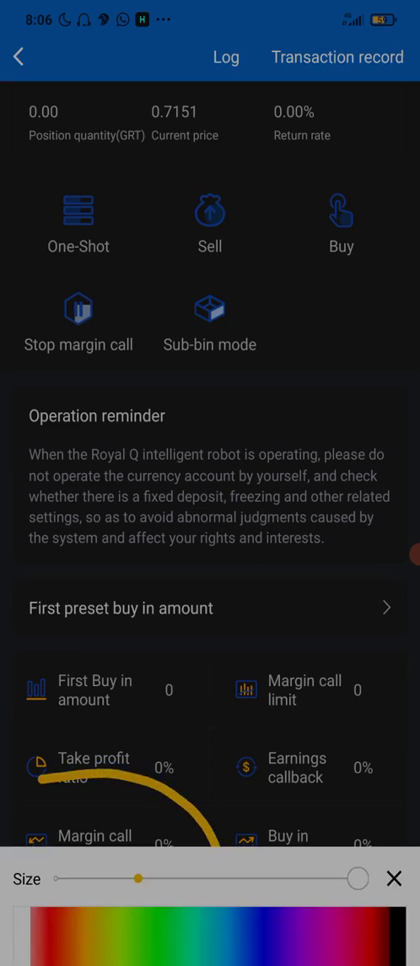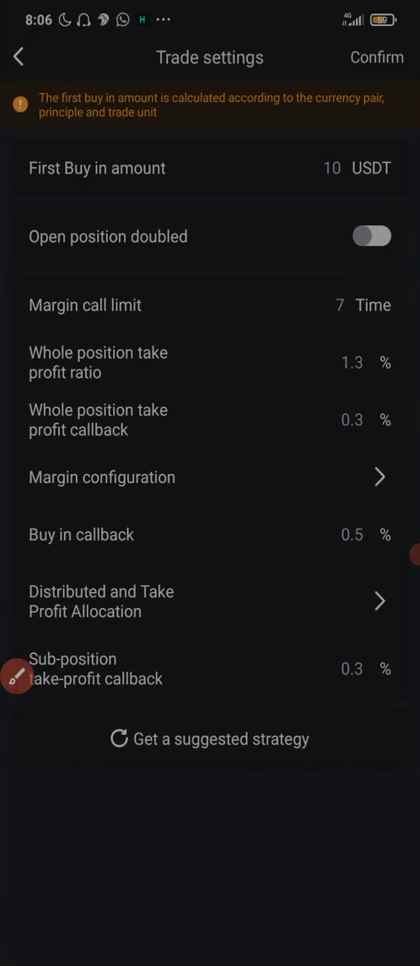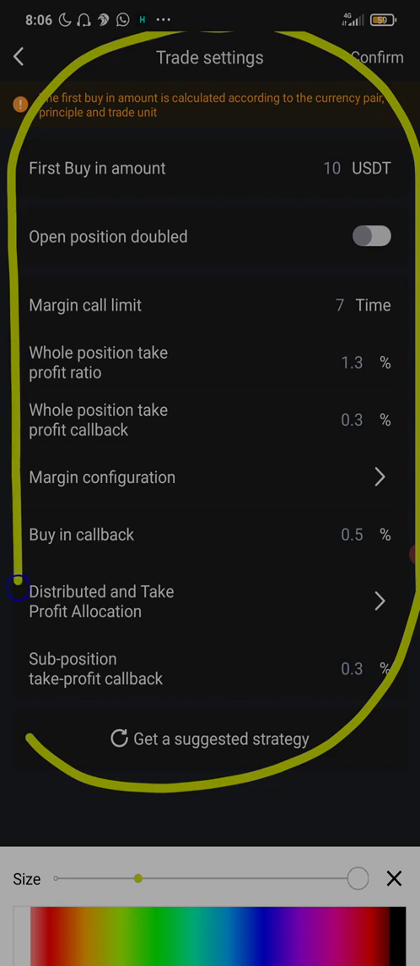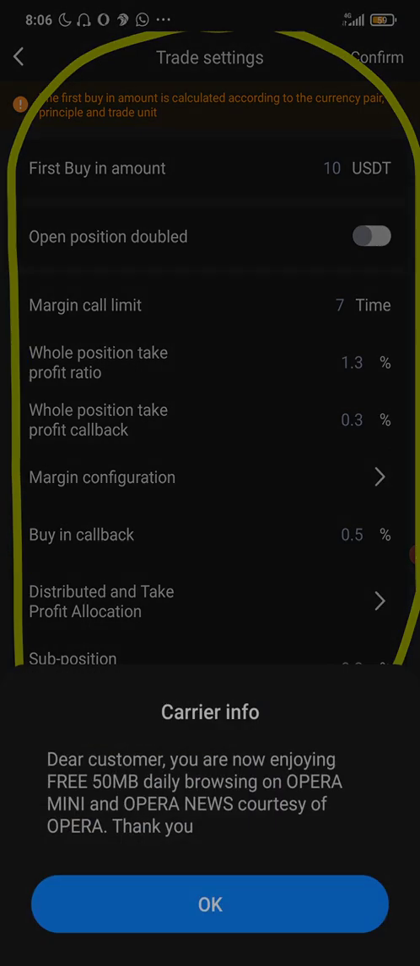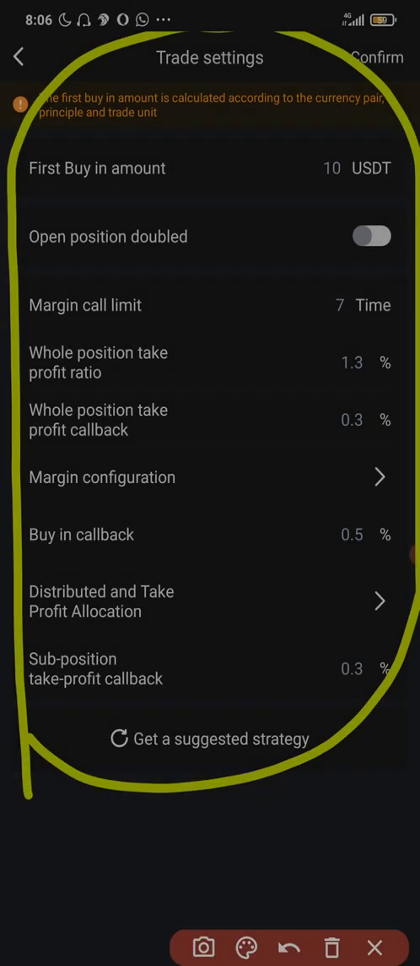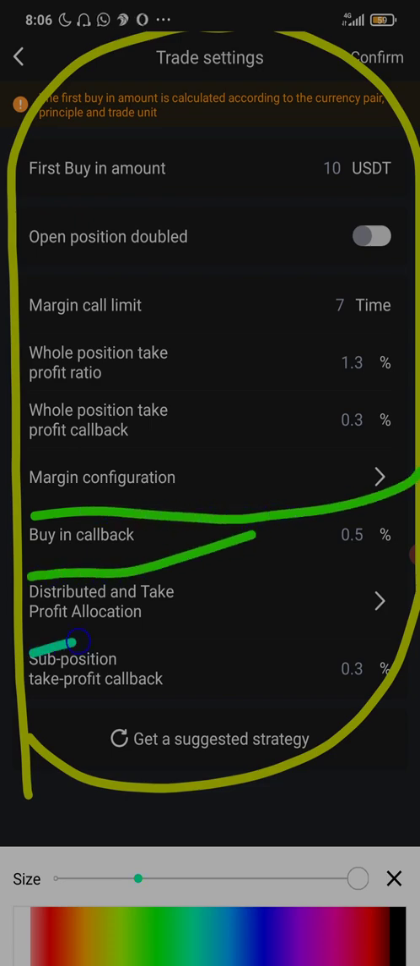So now let's go to the trade settings, because that's where we are going to set up our trading strategy. I'm going to click on trade settings, and as you can see right here, we have different options as well. We have the first buy in amount, open position doubled, margin call limit, hold position take profit ratio, margin call hold position take profit callback, margin call configuration, buy in callback, distributed and take profit allocation, and take profit callbacks. All these things have meaning.